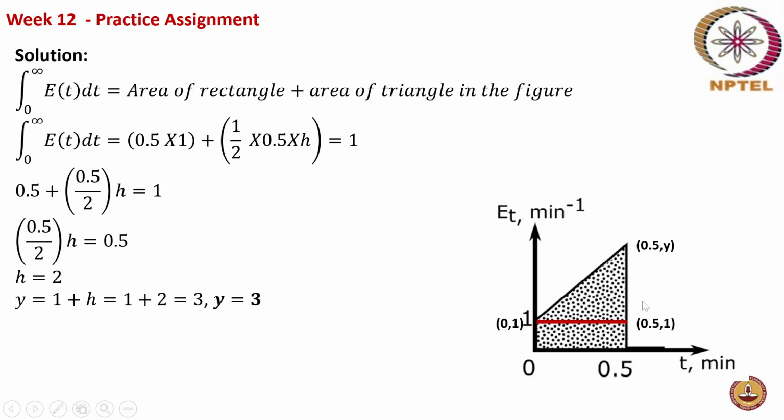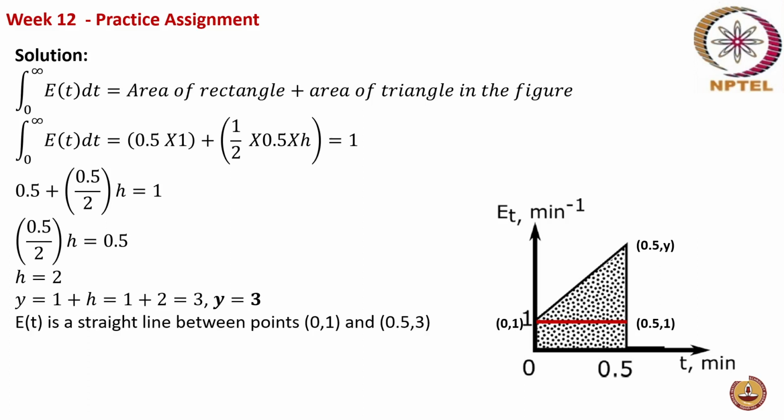That means the value of y will be this plus this, because it is here. That means 1 plus h, that is 1 plus 2, so y is equal to 3. So the coordinates of this point are 0.5 comma 3. Now we have found the coordinates of this point. Now we have to find the expression for E of t. If you look into the curve of E of t, we can find that it is a straight line between the points 0 comma 1 and 0.5 comma 3. So what is the equation of a straight line? It is y equal to mx plus c.